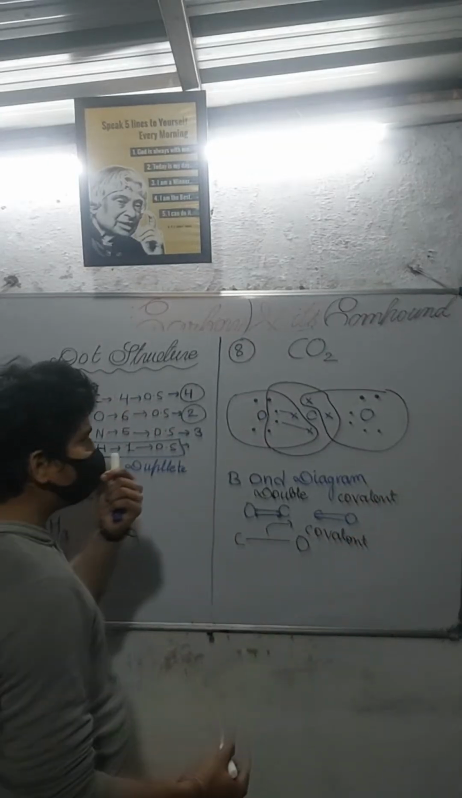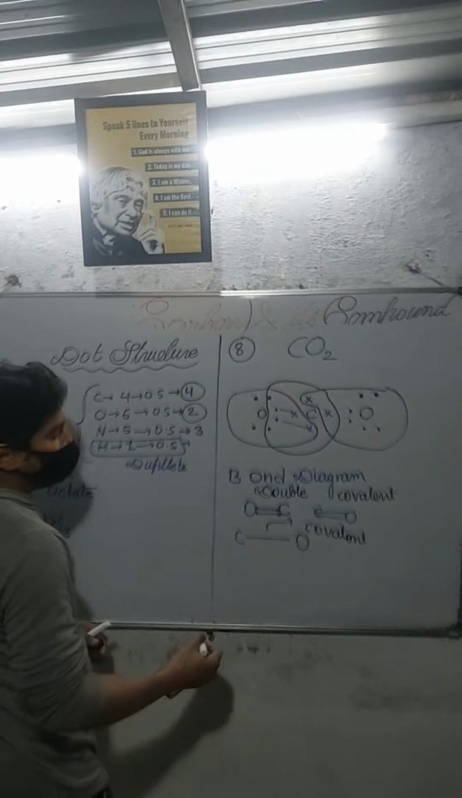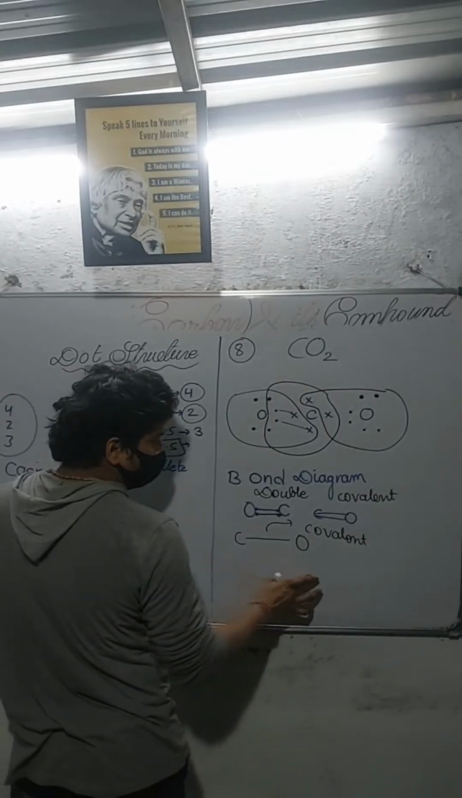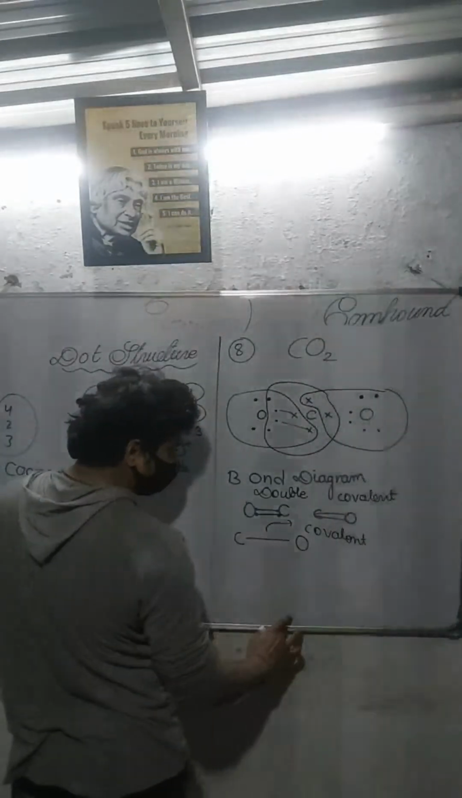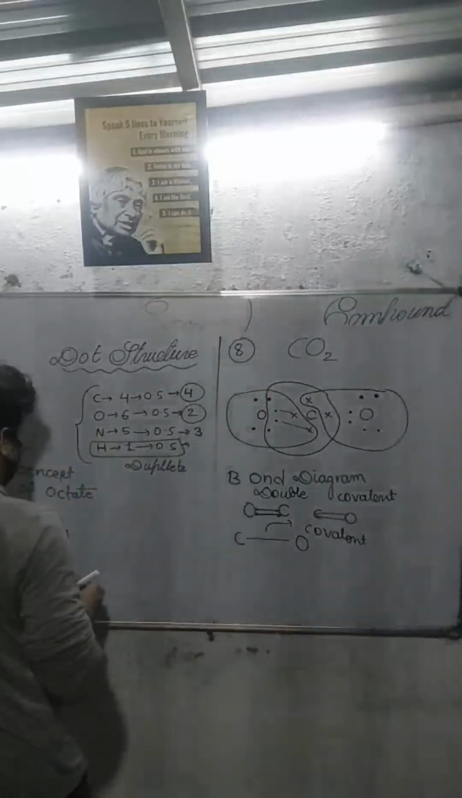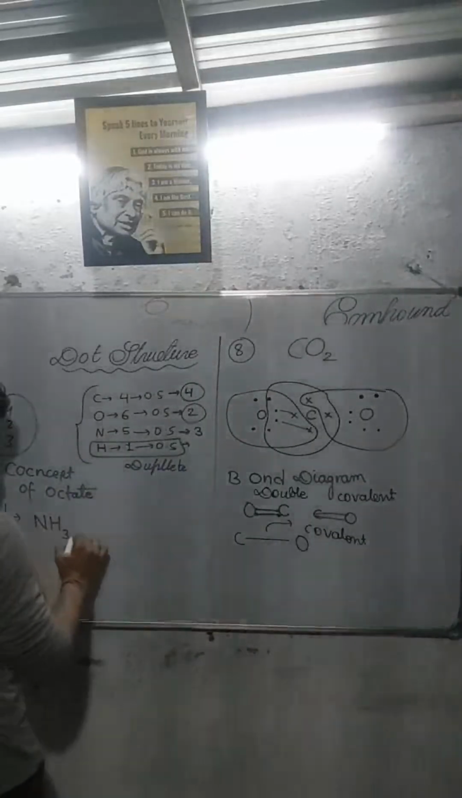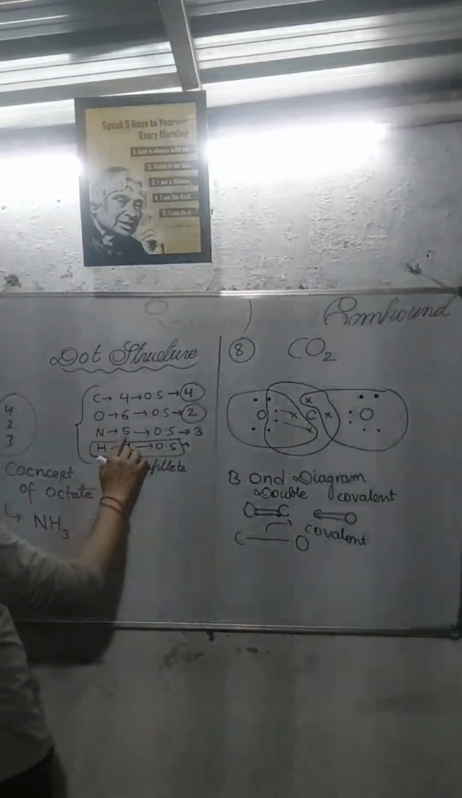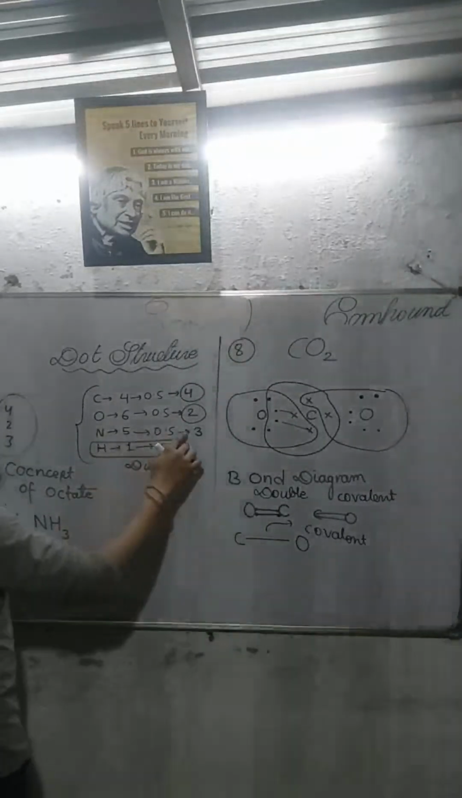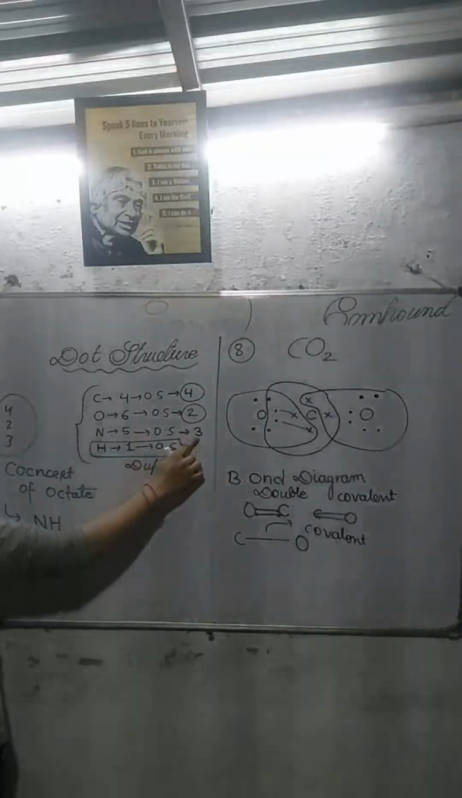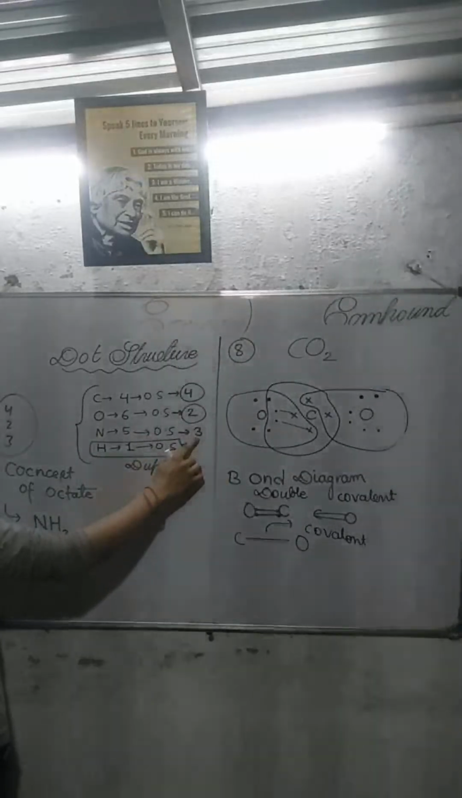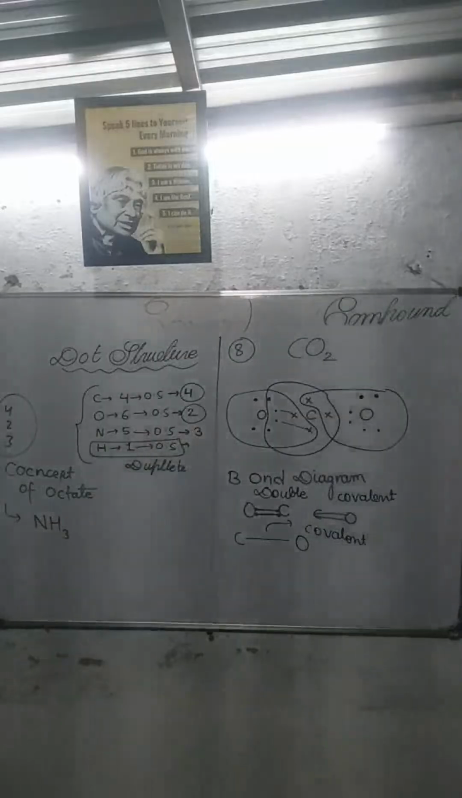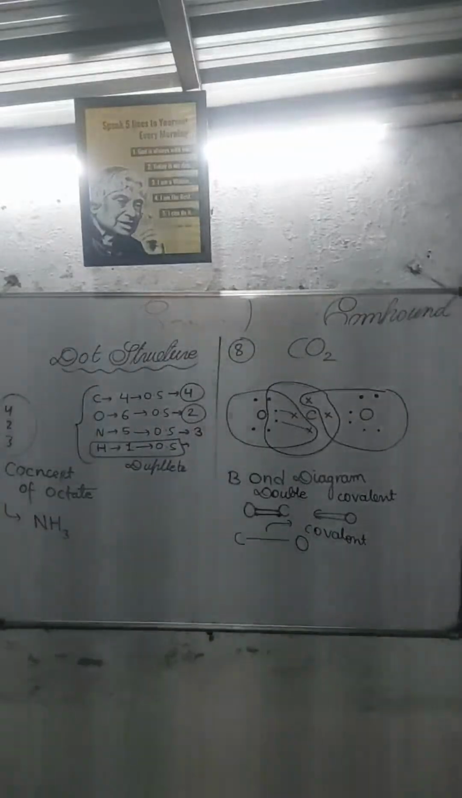Let's suppose, first of all this diagram. Nitrogen, how many atomic numbers? 5. They need three more what? Electrons.